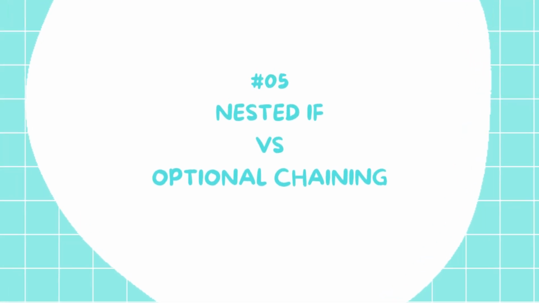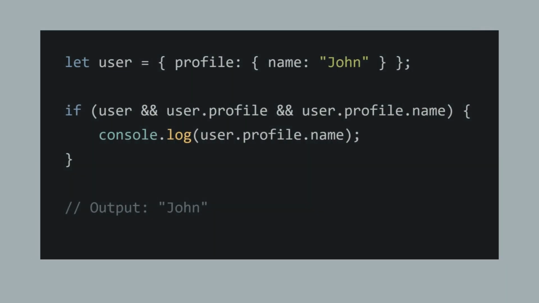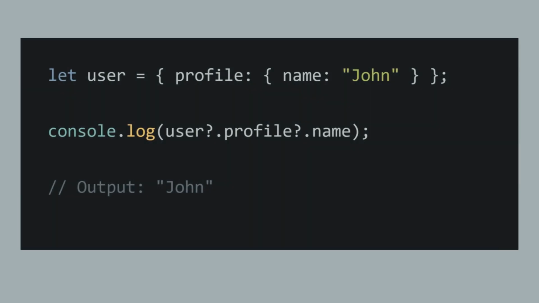Number 5, nested ifs versus optional chaining. Instead of nesting multiple if statements in a function, which will make it longer, harder to read, and harder to maintain, just go ahead and use optional chaining. With optional chaining, you can safely access properties. Optional chaining also prevents long nested if statements and prevents errors if properties are missing.